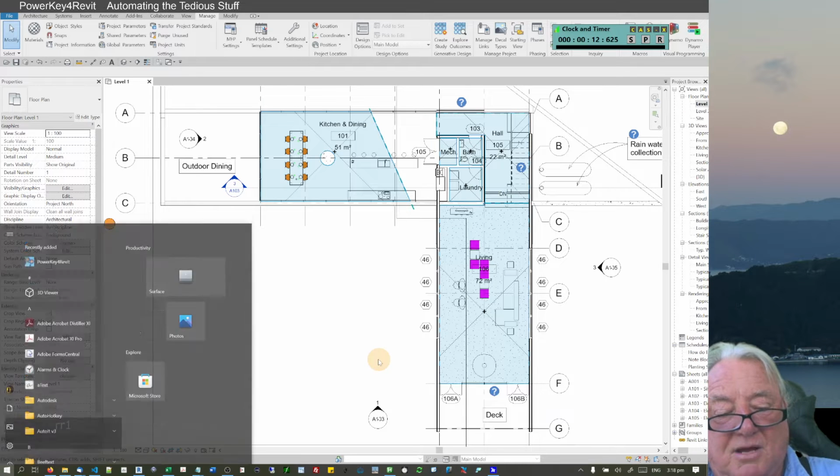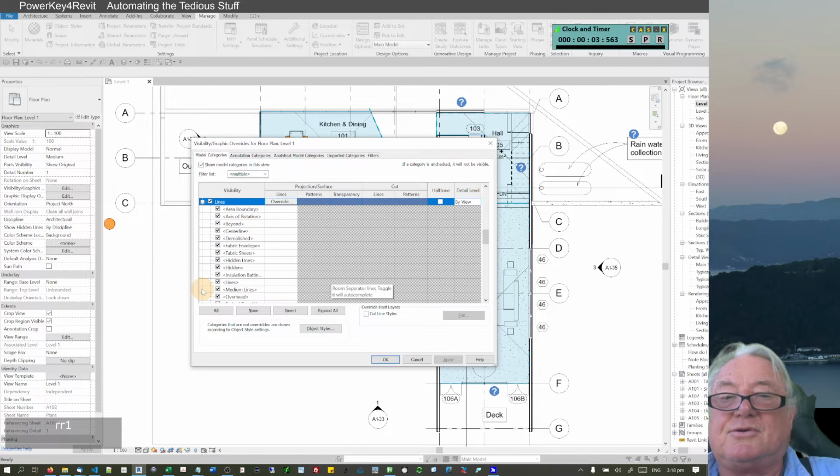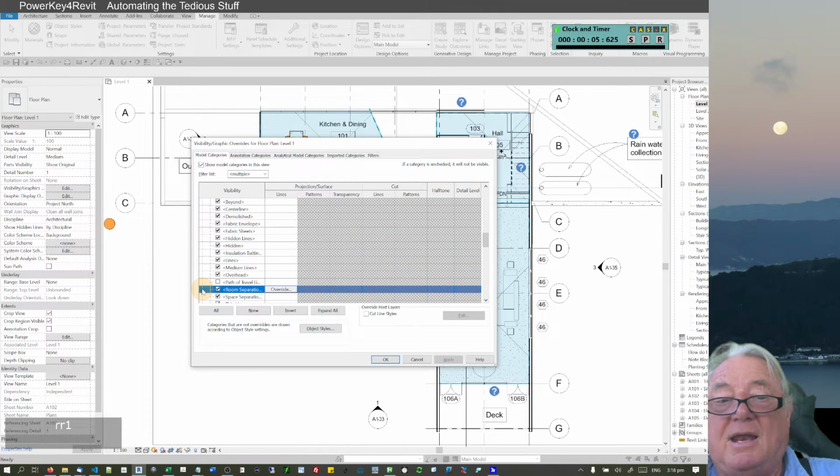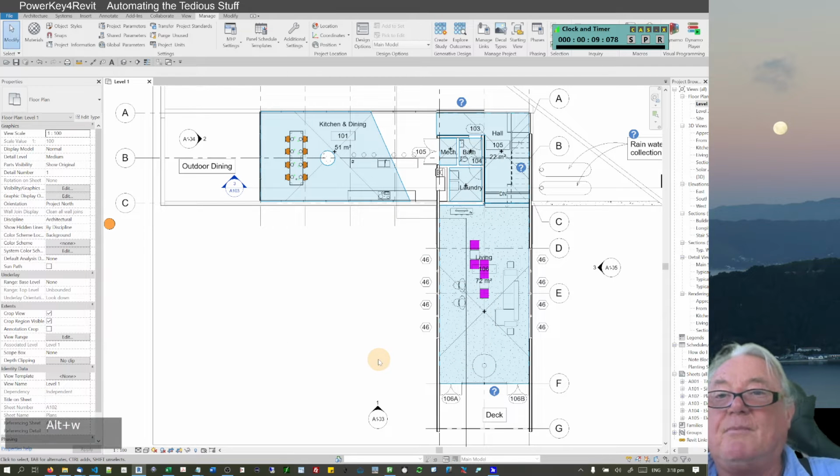Oh, sorry, I was a bit late with that one. Let's just do that one again. Alt R. Alt S, click on that, RR1. It's going through and doing it, and as soon as it's finished, Alt W, it's taking me 9 seconds to do that. Now, if I do it manually, that's 9 seconds for there.